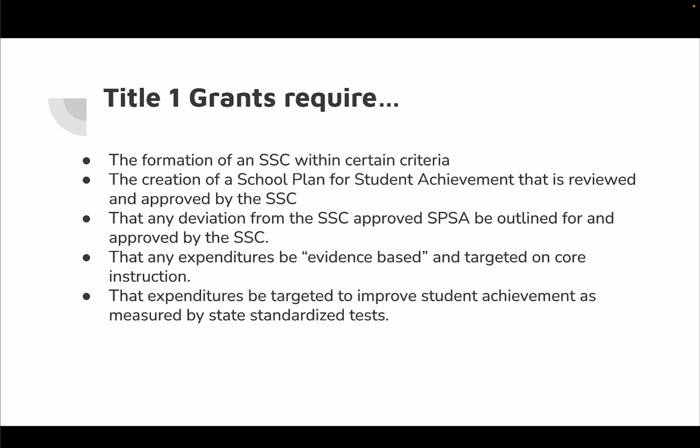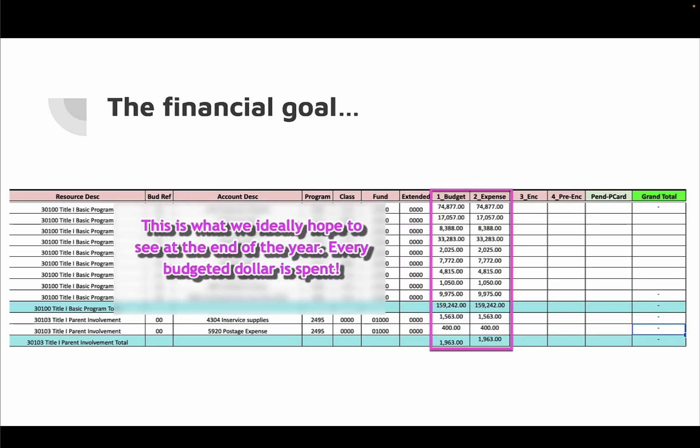And then finally, the expenditures have to be targeted to improve student achievement as measured by state standardized tests. We can use other data points to predict the student's progress, but ultimately, federal funds need to be supporting the state's effort to improve achievement as measured by the standardized tests.